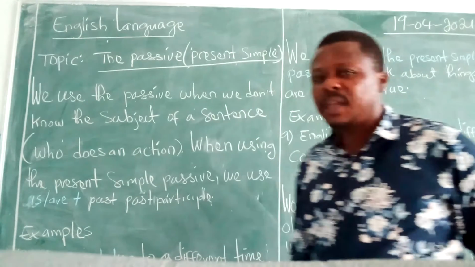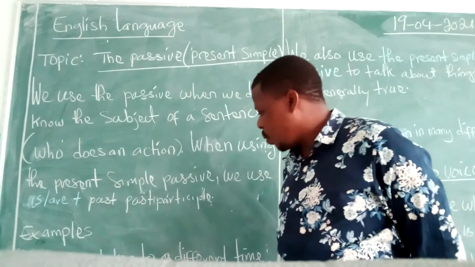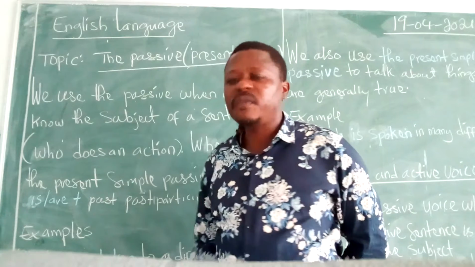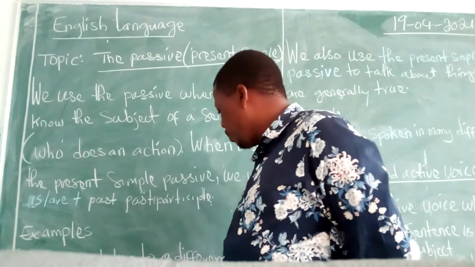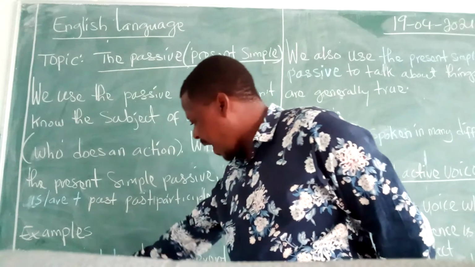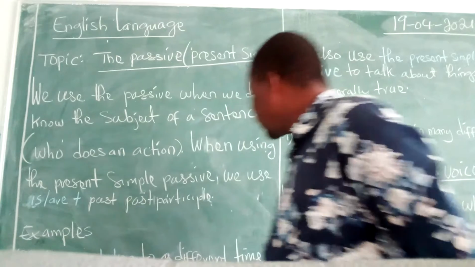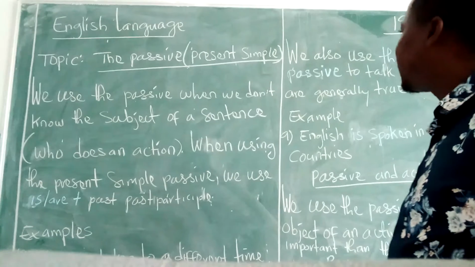Let us look at the second one. Computers are used all over the world. Food is found everywhere. You can see the verbs are in the past participle. We use are, the verb to be, or is. So, this is how we use the passive present simple.